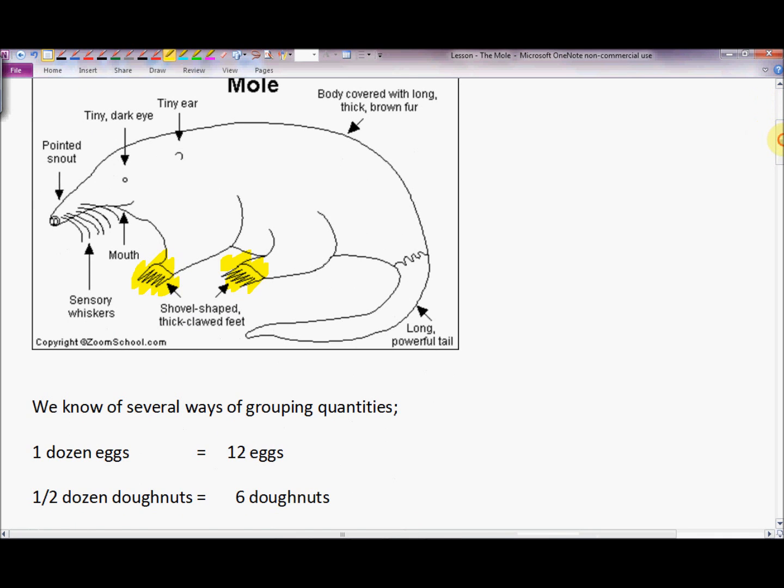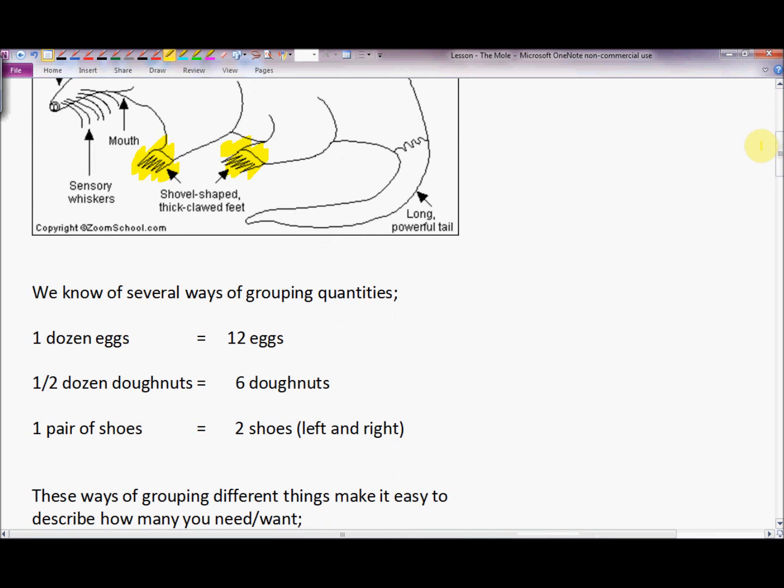What we're really here to talk about is grouping of quantities. You've probably grouped quantities before. For example, you've gone to the store to buy eggs, and eggs are typically sold by the dozen. A dozen eggs means you're getting 12 eggs in total. If you go to Tim Hortons on your way to school or home, you may get a half dozen donuts, enough for the family for dinner or dessert. That just means you're getting 6 donuts.